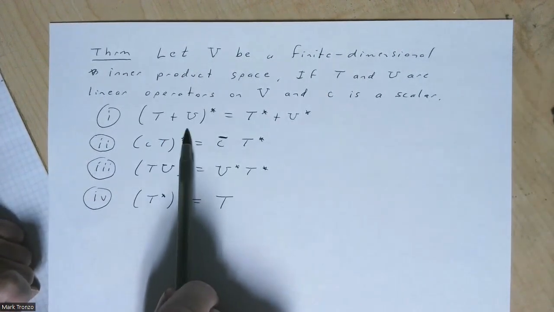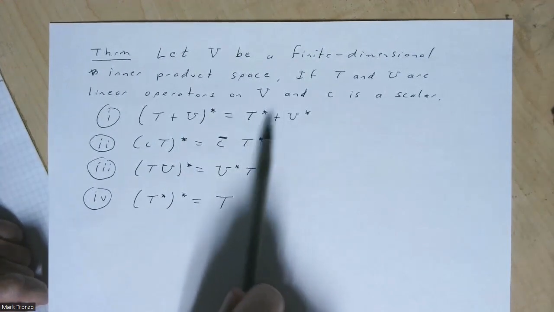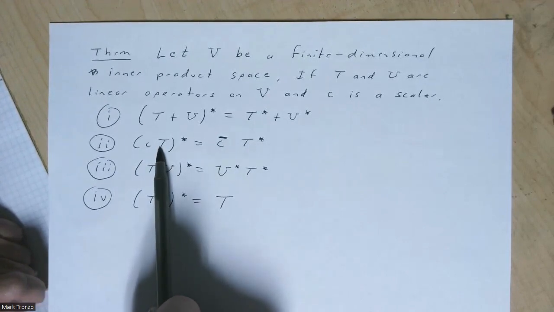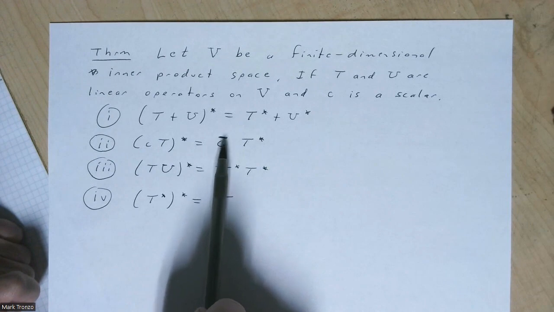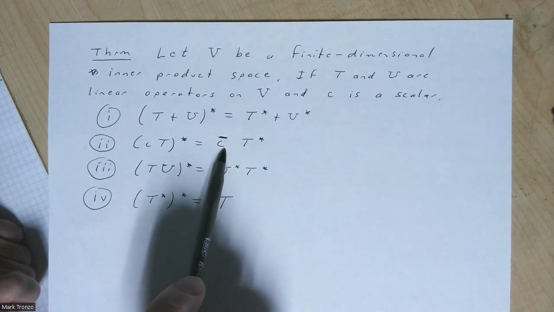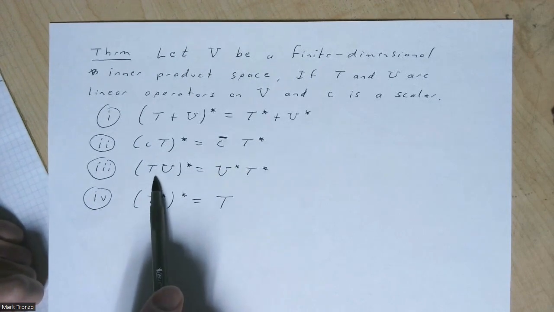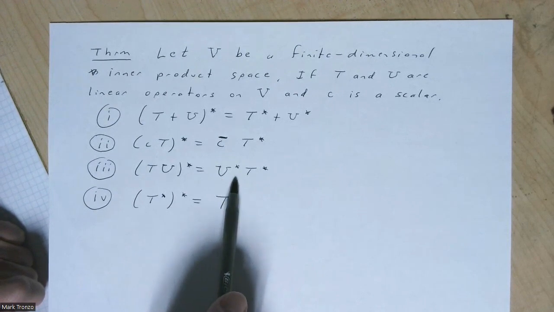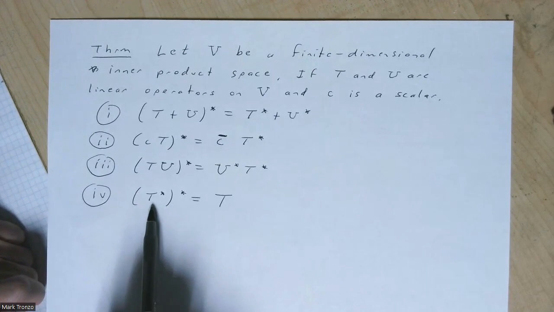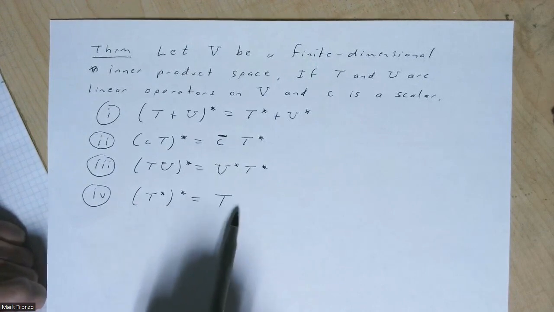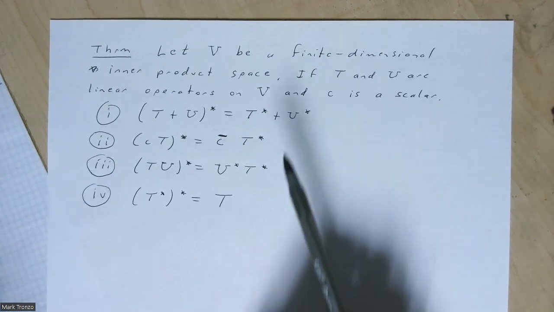If you have the sum of two linear operators and you take the adjoint, that's equal to the sum of the adjoints. If you take the adjoint of some scalar times T, you'll get the conjugate of c times the adjoint. And if you take the adjoint of this product, you'll get the reverse order of the adjoint of each of these. And the adjoint of the adjoint gives you the original operator back. And of course, some of these are pretty common.